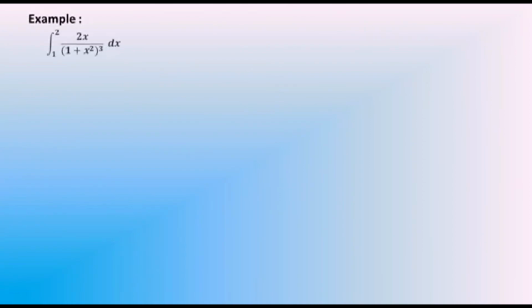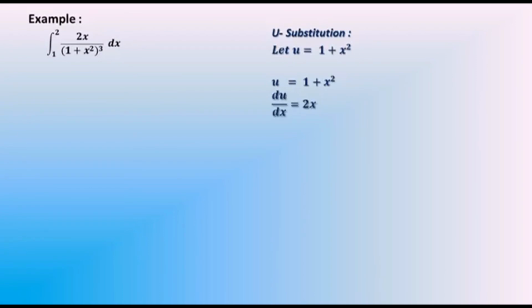Okey, untuk contoh soalan yang pertama, diberi soalan integrate 1 to 2, 2x over 1 plus x square to the power of 3 dx. Okey, untuk soalan ni kita guna u substitution, di mana kita gantikan u sama dengan 1 plus x square. Okey, kemudian kita kena cari dia punya differentiate of u, iaitu du over dx. Kita akan dapat 2x. Kemudian kita cari dia punya nilai dx. Kita akan dapat dx equal to du over 2x.